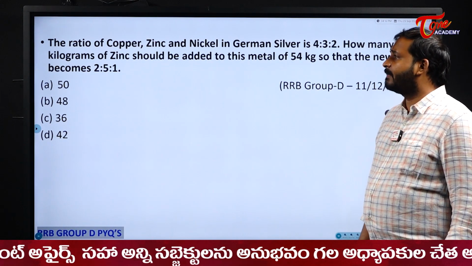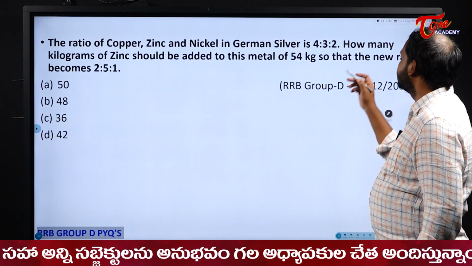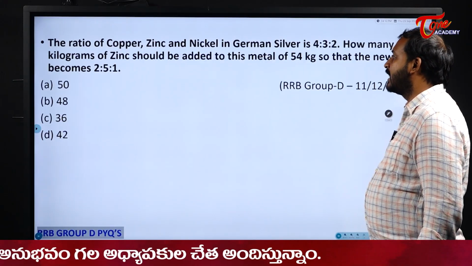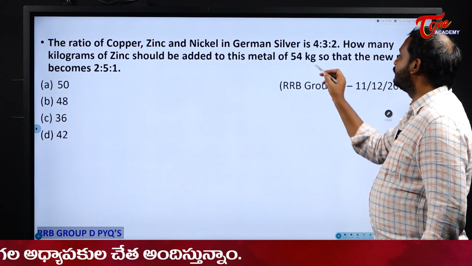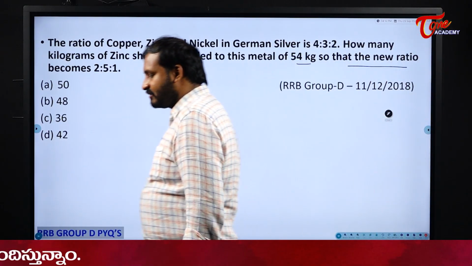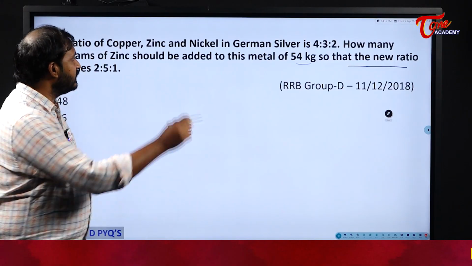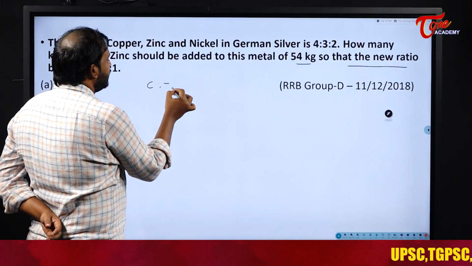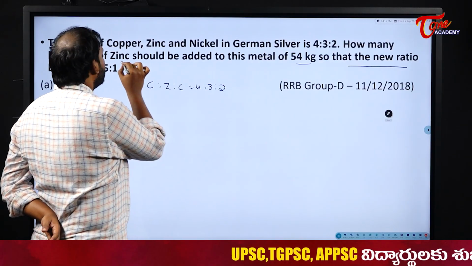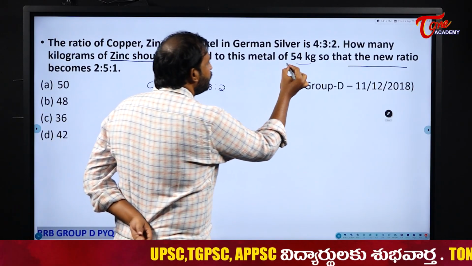The ratio of copper, zinc and nickel, same, students, please try to solve it, but differently. How many kilograms of zinc should be added to this metal of 54 kg so that the new ratio becomes 2:5:1? Now the present copper, zinc and nickel are in what ratio? 4:3:2.